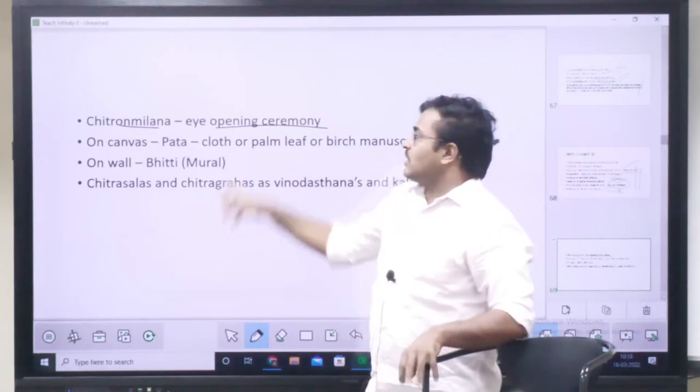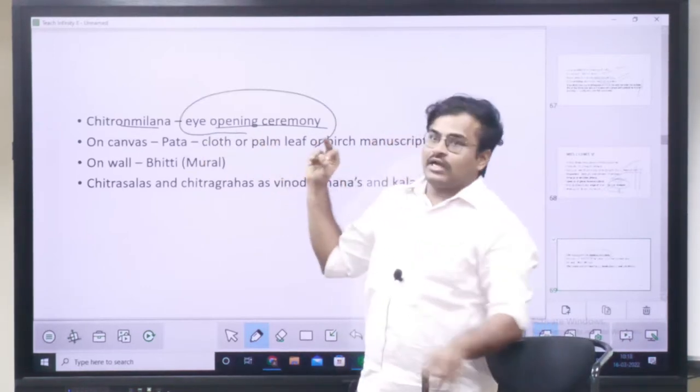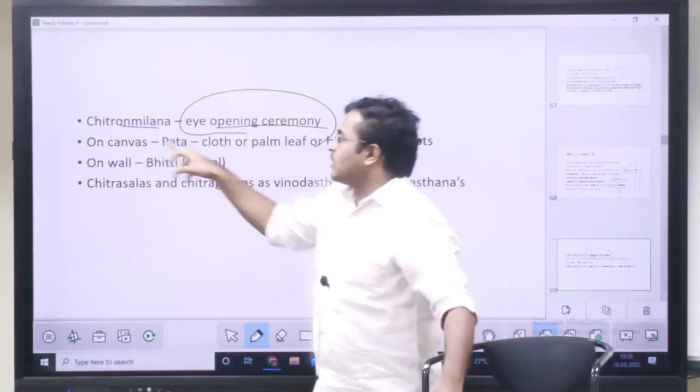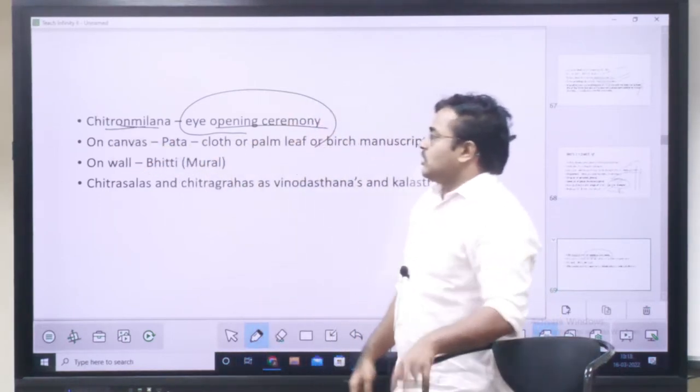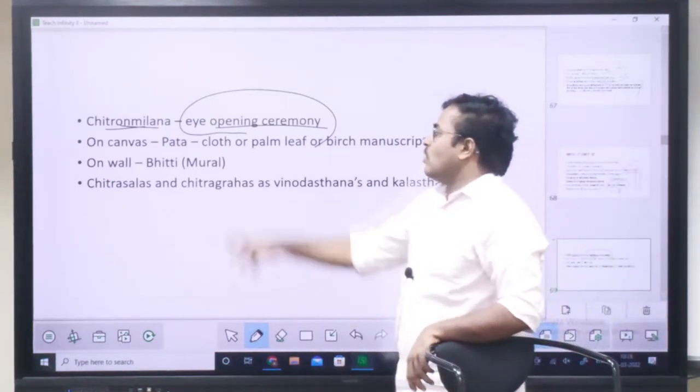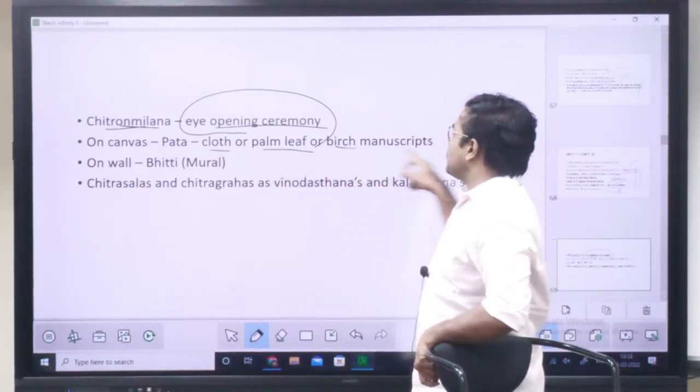Okay, Chitron Milana is giving life to painting. You remember, like the eye-opening ceremony is done even for Chola bronze images. The same thing in painting is known as Chitron Milana. Okay, and usually the ancient Indian paintings were done on cloth, palm leaf or birch manuscripts.